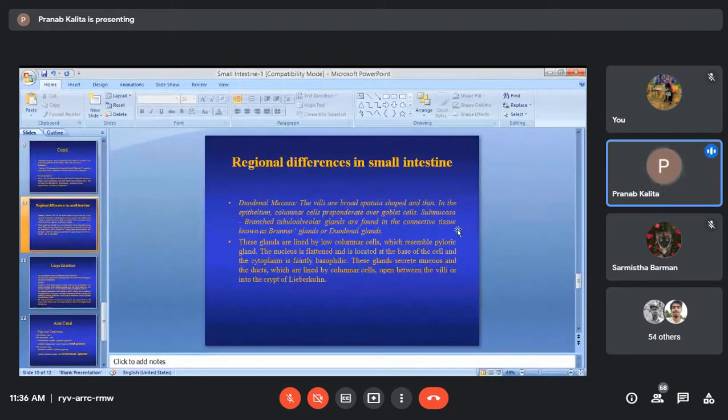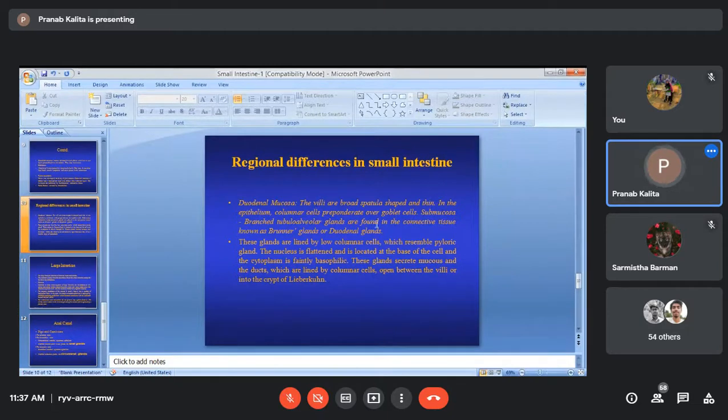So now let's see what differences you will find in between. Regional difference means, for example, the villi are broad, spatula shaped and thin in case of duodenum. In the duodenum, the villi of the small intestine are very spatula shaped. In the epithelium, columnar cells preponderate over the goblet cells. Mostly you will find columnar cells.